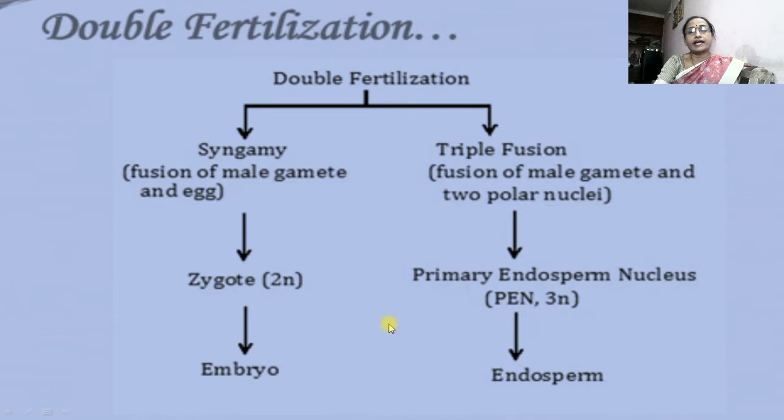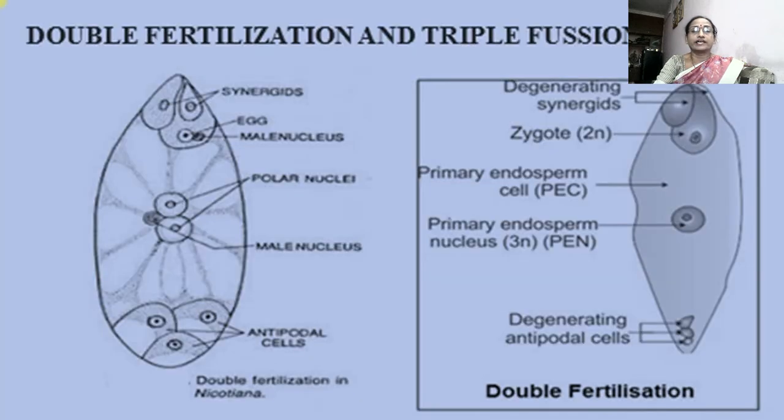On the other hand, there is triple fusion, that is, the fusion of another male gamete and two polar nuclei present at the center of the embryo sac. With the fusion of this male gamete with the polar nuclei, the primary endosperm nucleus is formed. It is triploid in nature, and afterward the primary endosperm nucleus forms the endosperm, which we are now going to study in detail.